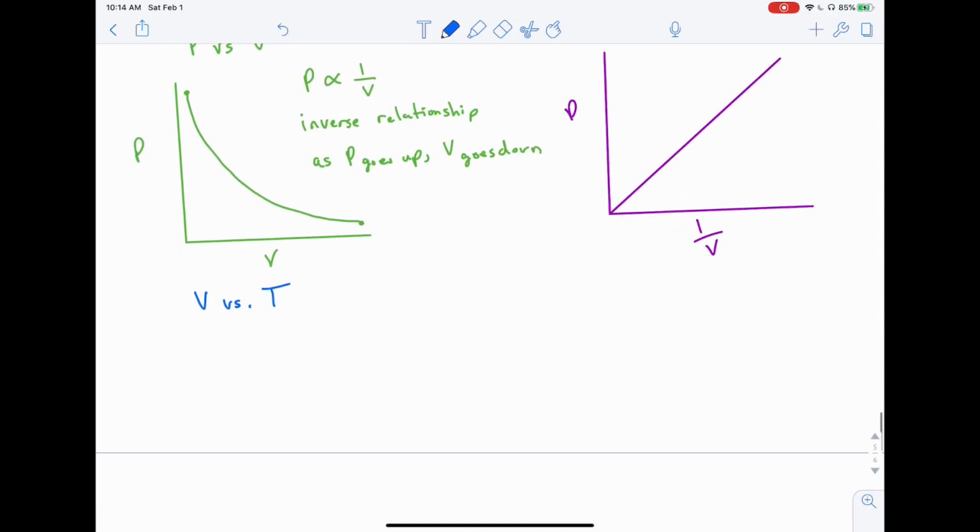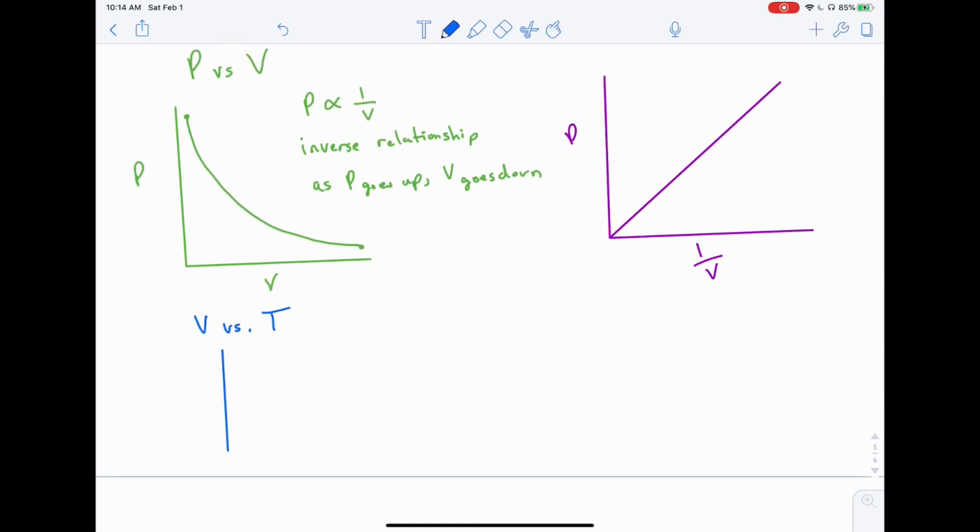V versus T. Okay. To keep the same pressure, to keep the same number of collisions with a container, if you increase temperature, what happens to volume? To keep the same pressure, what does the volume have to do? Get bigger. Because you have to give it more space because they're moving faster and you want them to hit the wall the same number of times. You have to make them travel further to get to the wall each time. So as temperature increases, volume increases.